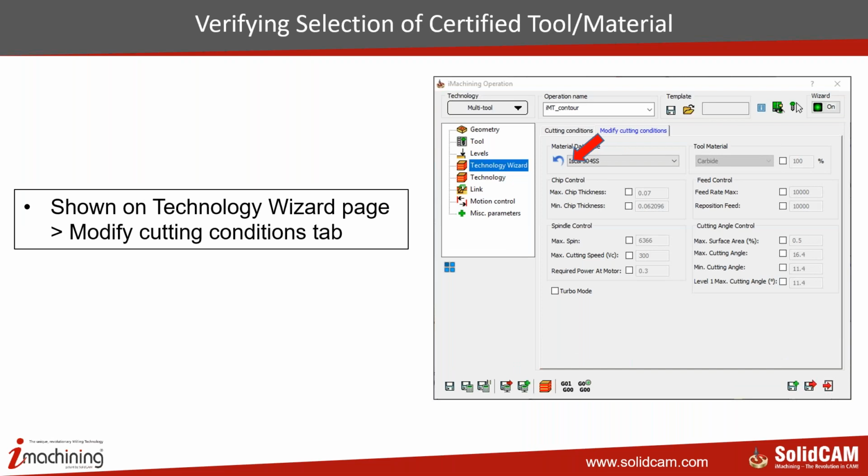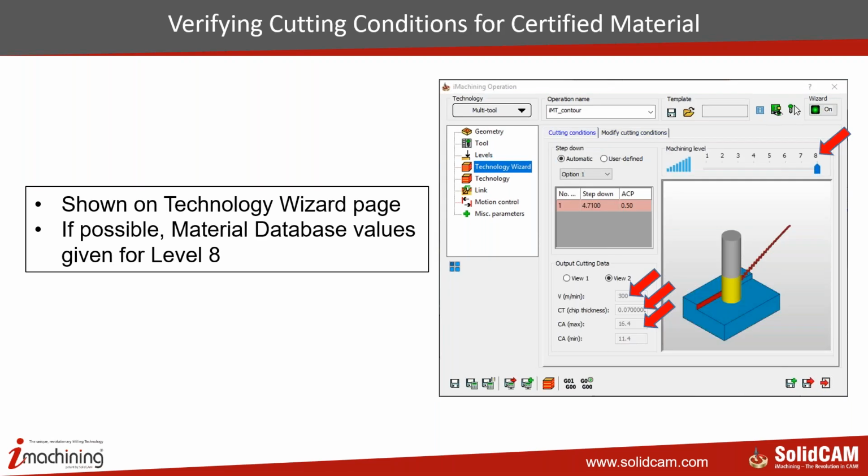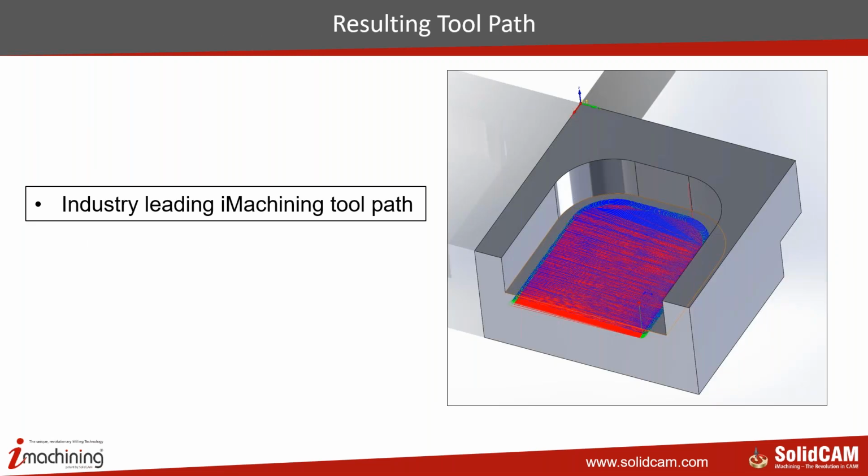Once the tool is selected, you can go to the Modify Cutting Conditions tab and verify the insert material has been passed to the operation. Viewing the Cutting Conditions tab, we should be able to see the entered values from the database at level 8, as long as the machine does not have any limitations that were used to reduce the cutting conditions. Now we can calculate the toolpath.